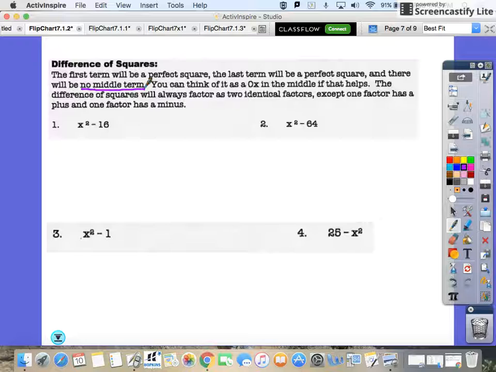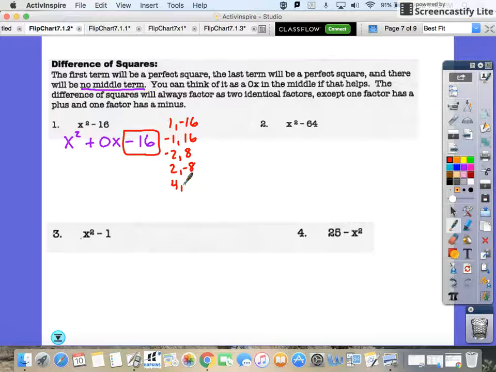The difference of squares will always factor as two identical factors, except one factor has a plus and one factor has a minus. So basically what they're saying is x squared plus 0x minus 16 is what we have right here. So we're looking for numbers that multiply to negative 16. So their signs must be opposite. So like 1 and negative 16, negative 1 and 16, negative 2 and 8, 2 and negative 8, 4 and negative 4. But they also need to add to 0. So we would end up with x minus 4, x plus 4.